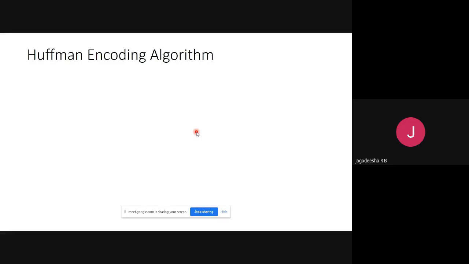So I'll continue. Huffman encoding algorithm. This algorithm has different steps. First, we will see what the different steps are. And then, as usual, we will have one or two examples where we will be exactly using these steps. So the first step: in this algorithm, we have different symbols emitted by a source, and these symbols will have different probabilities. That is the input given. So we need to perform Huffman encoding on that particular input.